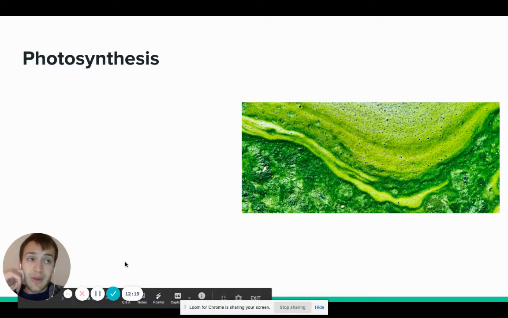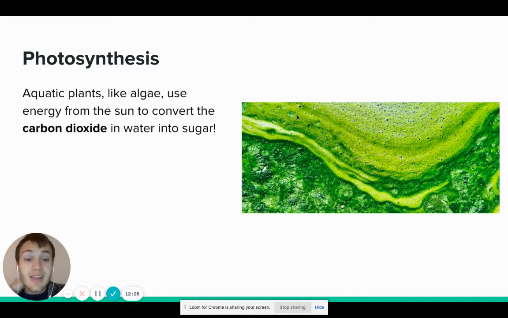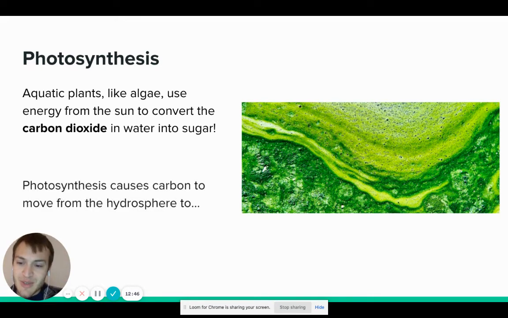All right, next, another way that carbon leaves the hydrosphere is through photosynthesis again. Aquatic plants like algae use energy from the sun to convert the carbon dioxide in water into sugar. Algae and other plants that live underwater can do the same thing. They take carbon dioxide from the water around them and use it to make sugar in their bodies. Again, that'd be really cool if we could do that. But when aquatic plants use photosynthesis, they are causing carbon to move from the hydrosphere to the biosphere. And again, that process is photosynthesis.